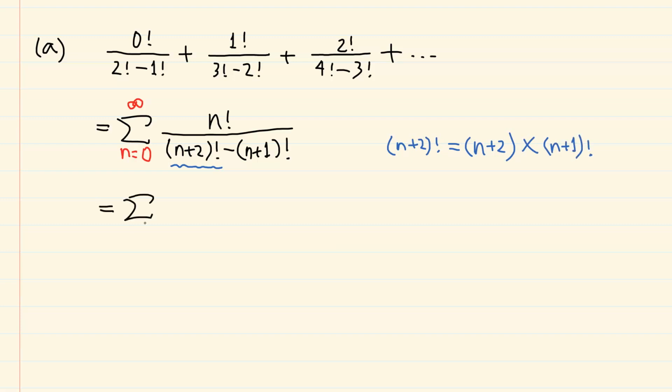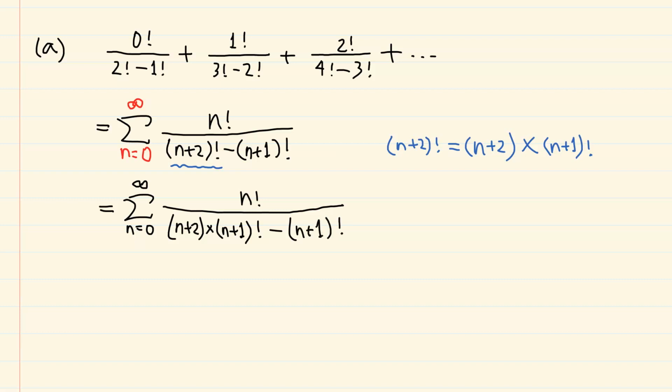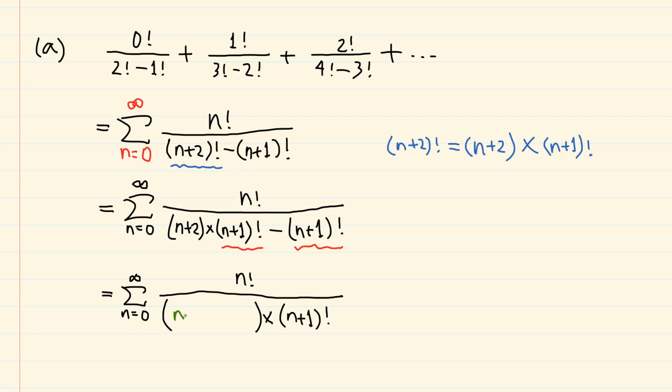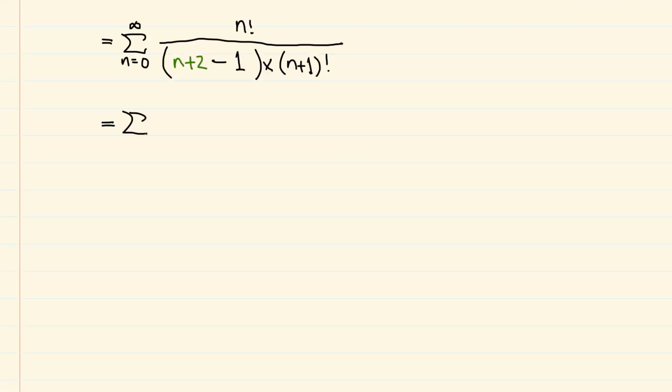So we have (n plus 2) times (n plus 1) factorial here, minus (n plus 1) factorial. So we have (n plus 1) factorial as the common factor. So taking out (n plus 1) factorial, we have n plus 2 from here, then minus 1. So we have n factorial over (n plus 1) times (n plus 1) factorial.